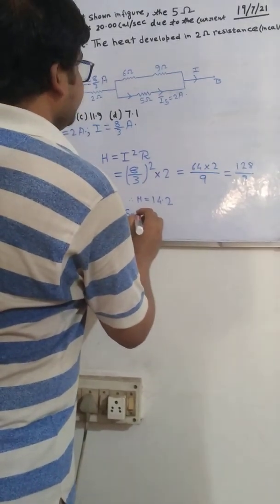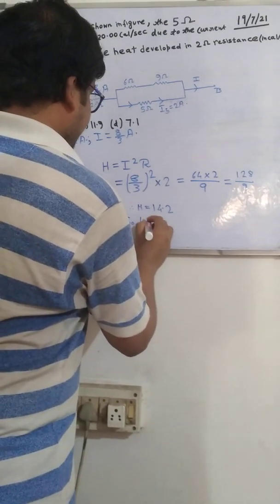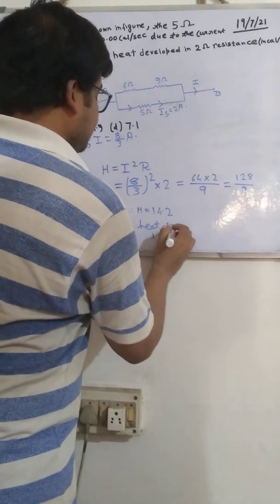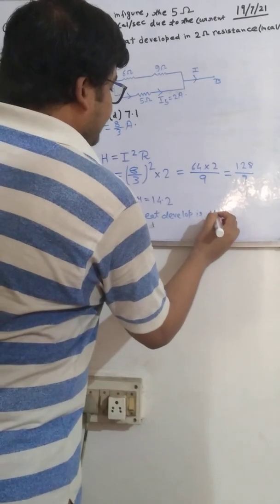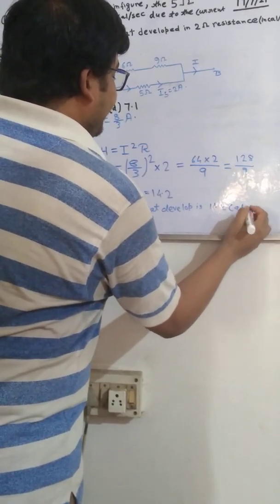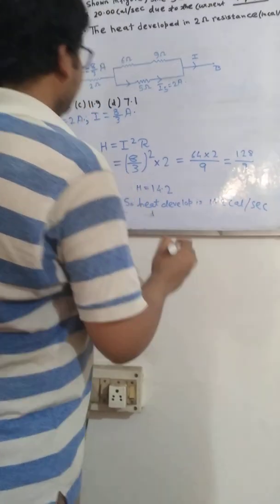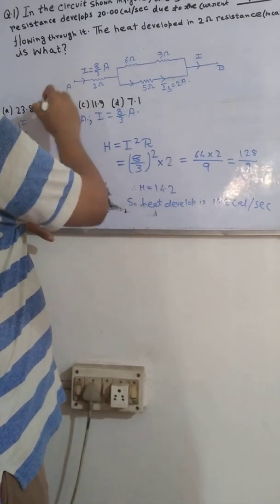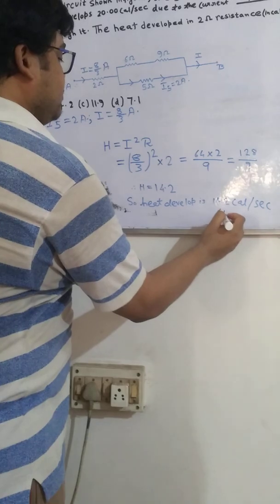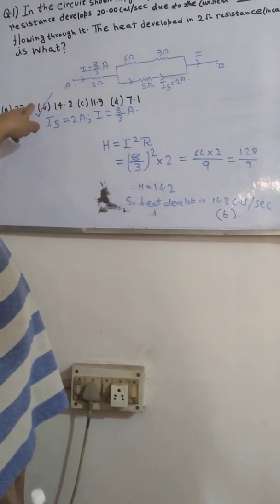So the heat developed is 14.2 calorie per second. So B is the correct answer. B is our answer.